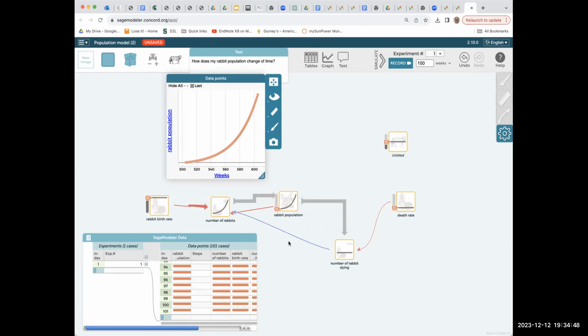So you picked up a couple of new things today. Yeah, we can change this to a time variable. We also know how to reset our experiments to different values.